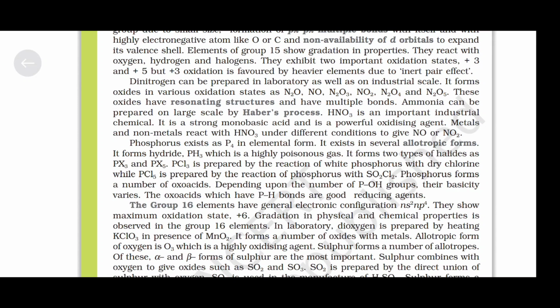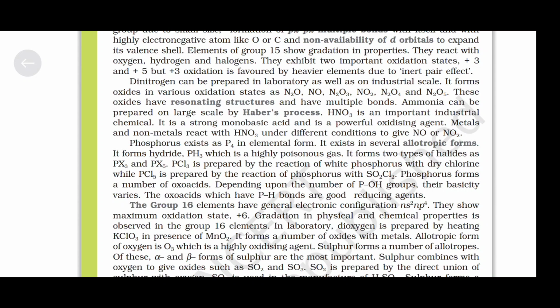Dinitrogen can be prepared in laboratory as well as on industrial scale. It forms oxide in various oxidation state as N2O, NO, N2O3, NO2, N2O4 and N2O5. These oxides have resonating structures and have multiple bonds. Ammonia can be prepared on a large scale by Haber's process.